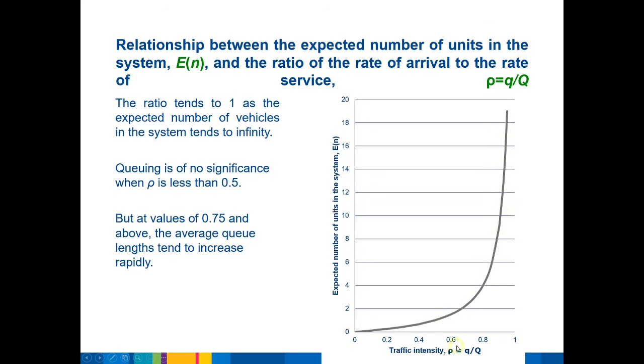Where we've got a flow rate to capacity ratio that's very low, up to about a half, we'd never really have more than 1 vehicle. But what I'm hoping you're able to see and understand about this curve is that as we make small increases in the flow rate demand divided by the flow rate capacity, we get a very steep increase in the probable number of vehicles in the system. So queuing is of no significance when our intensity is less than 0.5, but at values of 0.75 intensity and above, the average queue will increase very quickly. As we approach 1, we get very quick increases in traffic intensity.